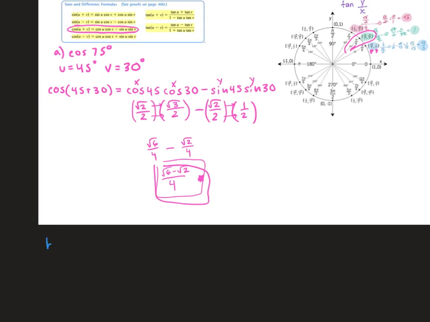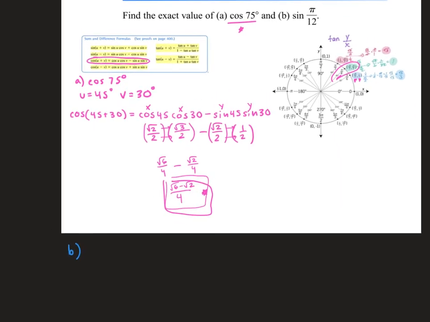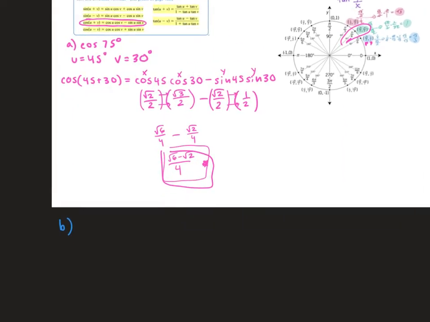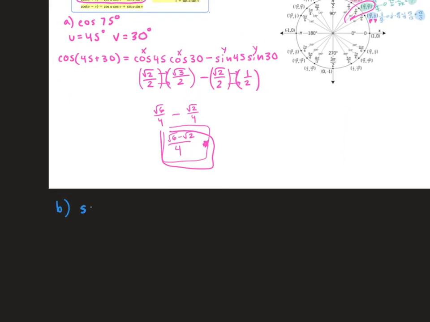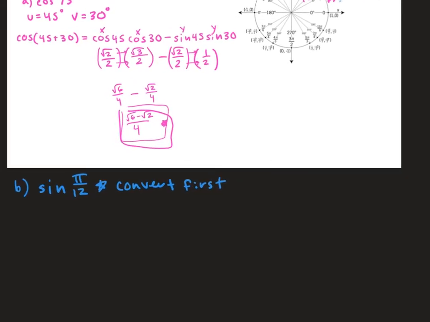All right, let's look at B. So here we have sine of pi over 12. Pi over 12 is not on our unit circle, so we need to find what combination of two angles gives us pi over 12. The best way to do this when we have radians is to convert to degrees. So we always want to convert first. So how do we convert pi over 12 to degrees?